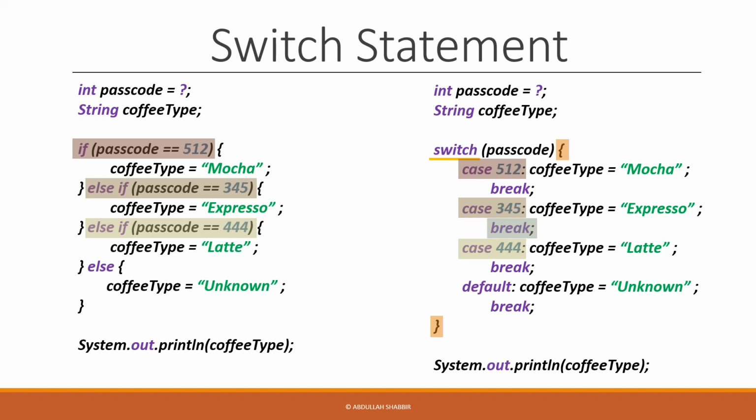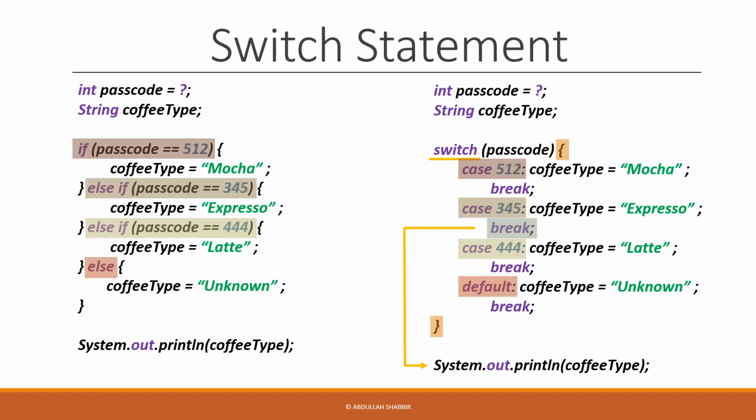A break happens after code inside a case executes. It breaks out of the switch statement and goes to its ending curly braces. So having breaks after each case ensures that only one of these blocks of code will execute. This is just like how only one block of code in a series of if and else if will execute at a time. The break will break out of our decision-making code and go to the end of the ending curly braces where it will print out the value of coffeeType.